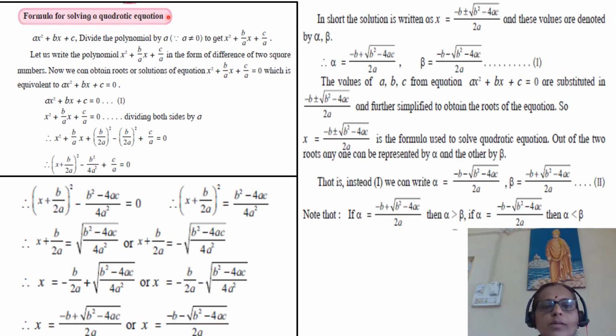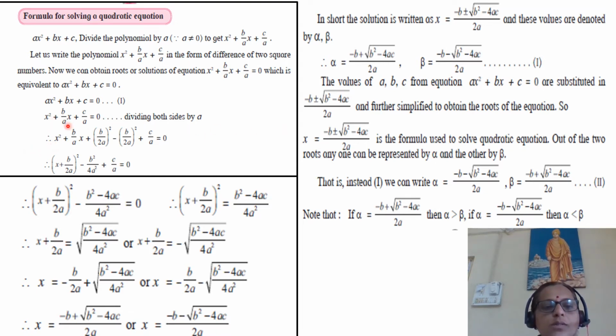Formula for solving a quadratic equation. Your equation is ax² + bx + c = 0. Now, the coefficient of x² is a. So divide the whole equation by a: x² + (b/a)x + c/a = 0.